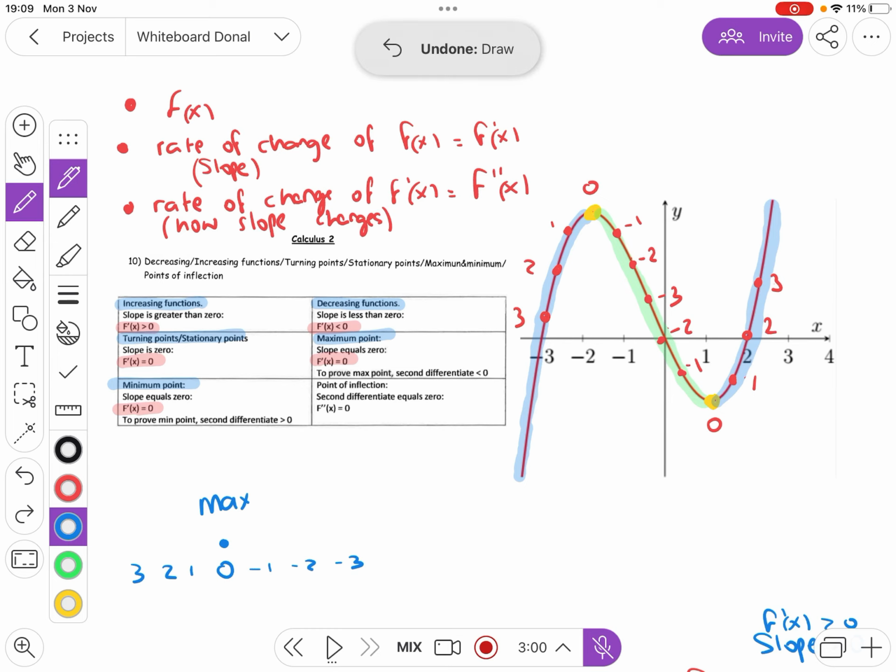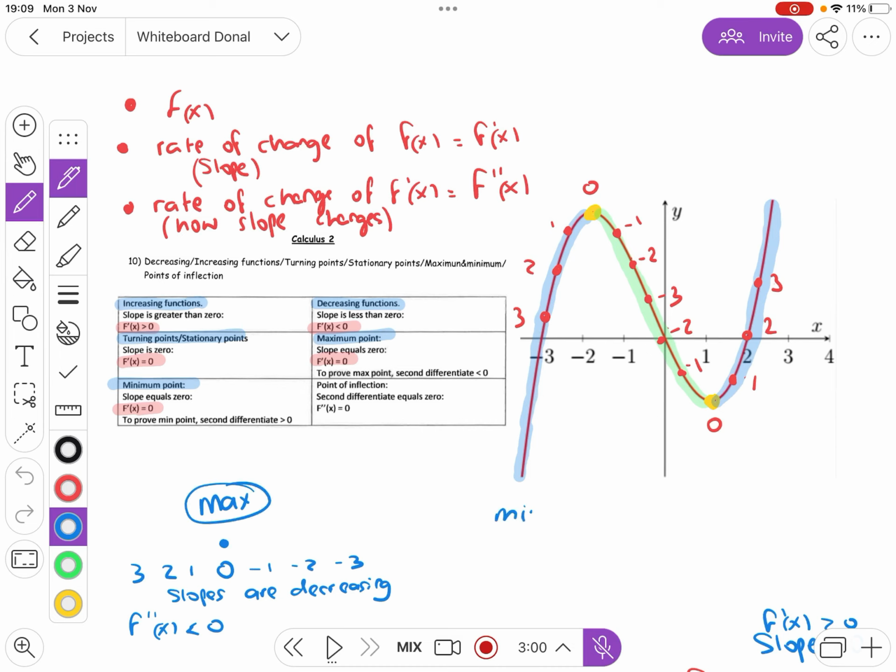So what is my slope doing? The rate of change in my slope is negative. So my slopes are decreasing. So the first differentiate is the graph is increasing and the graph is decreasing. The second differentiate is my slopes are decreasing. And if I'm looking at how the slopes are changing, it's my second differentiate. And here, my second differentiate is decreasing, it's less than 0. So that's how I test to see if something is a maximum.